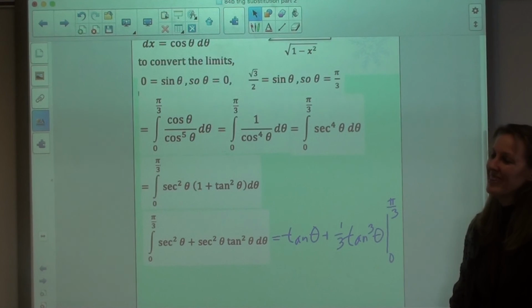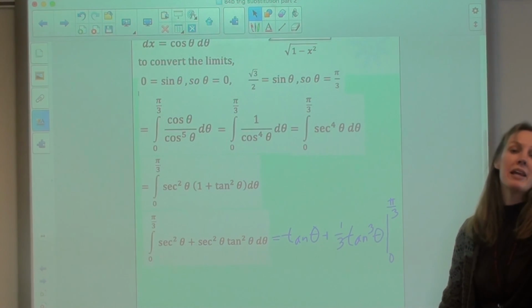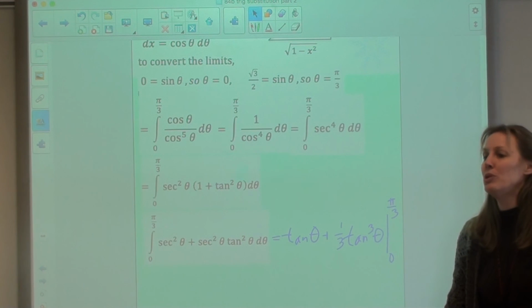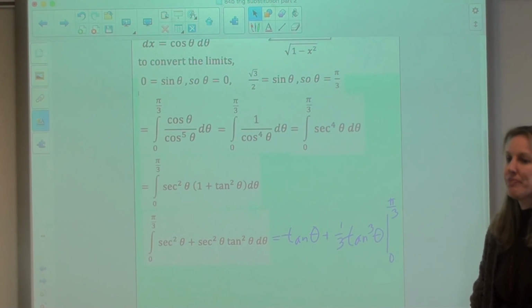It's like doing a u sub in your head. It really is. It's basically just doing the u sub in your head. So we can do those things in our head.